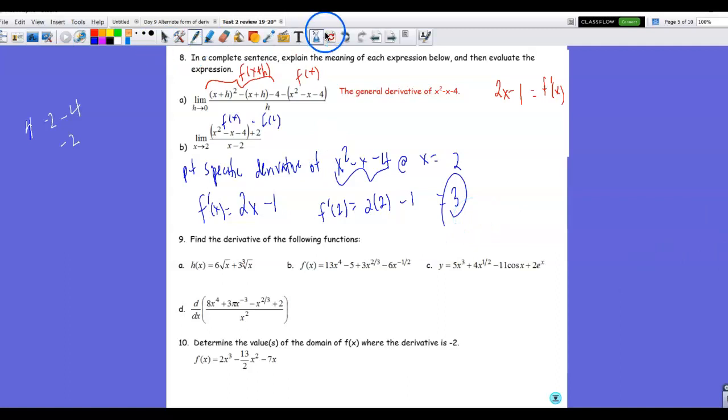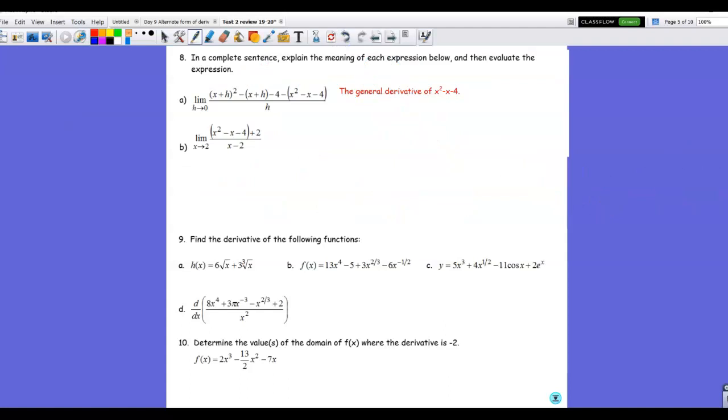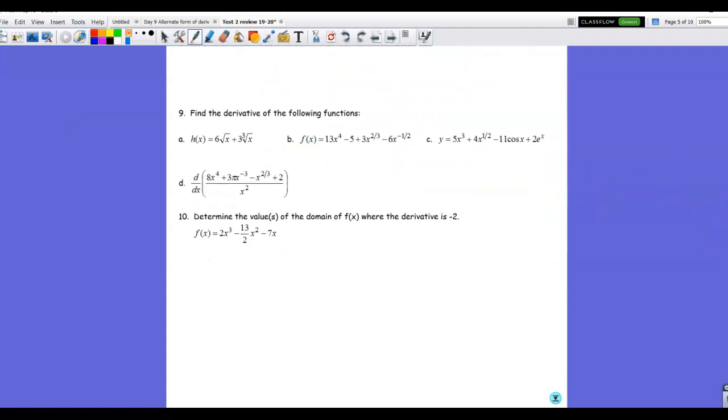All right, number 9, we're getting close to the end, hopefully, because I have to see period 7 in class in just a few minutes.